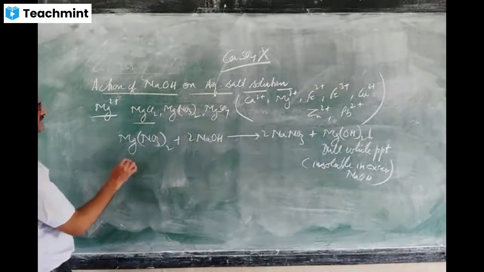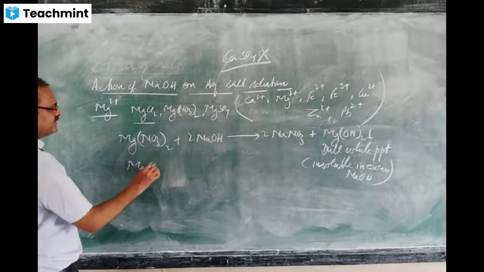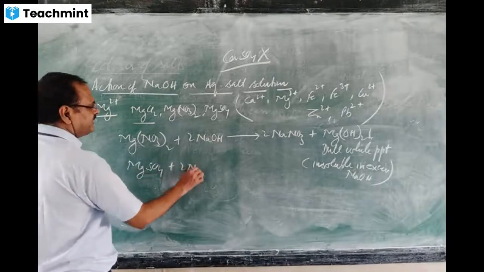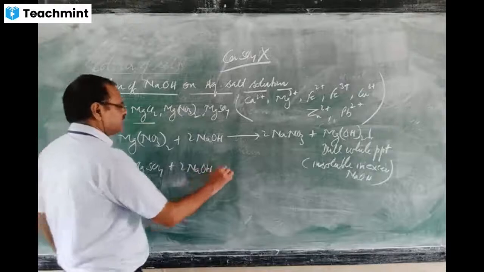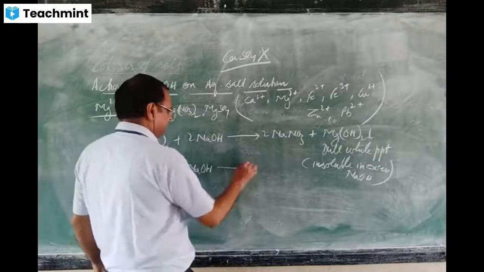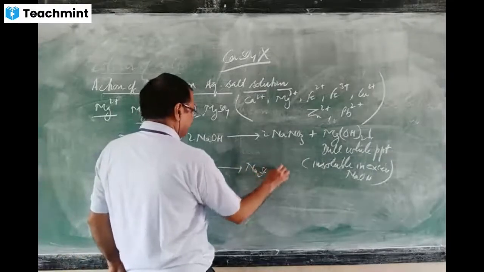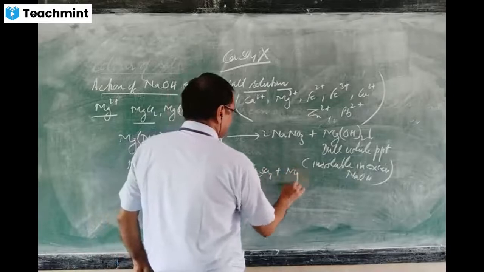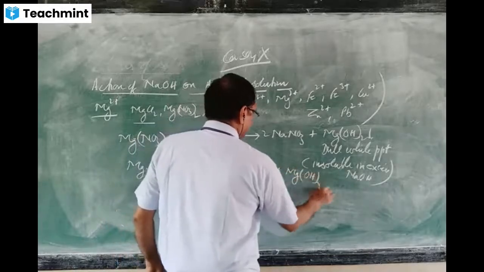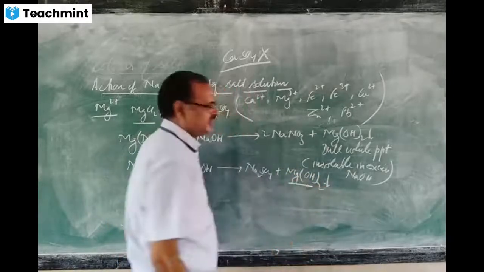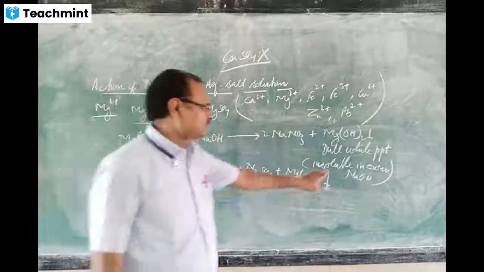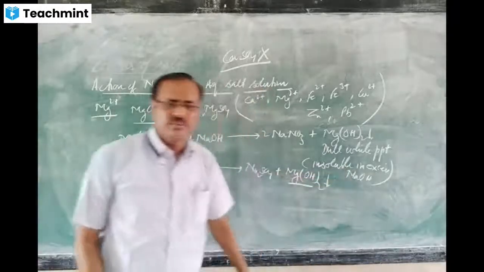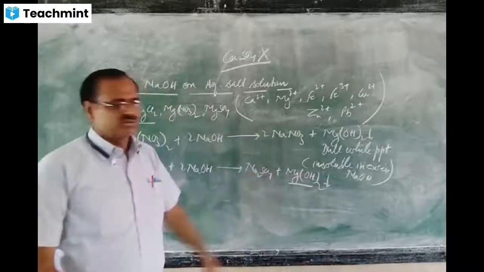Now the next one is magnesium sulfate. In magnesium sulfate, when sodium hydroxide solution is added, this will form sodium sulfate and magnesium hydroxide. What is the observation here? The same observation: a dull white precipitate is formed, insoluble in excess sodium hydroxide.